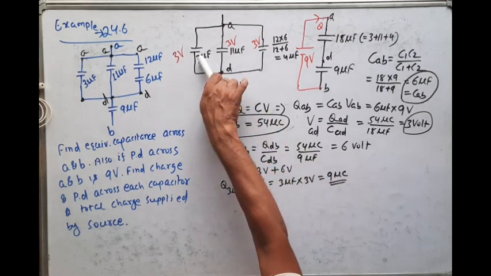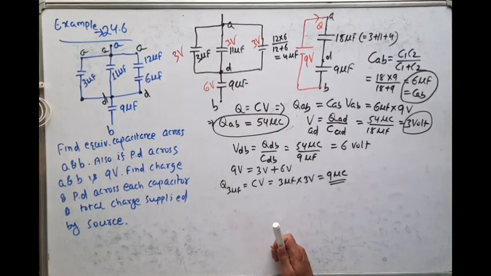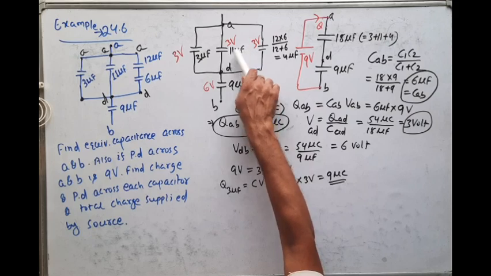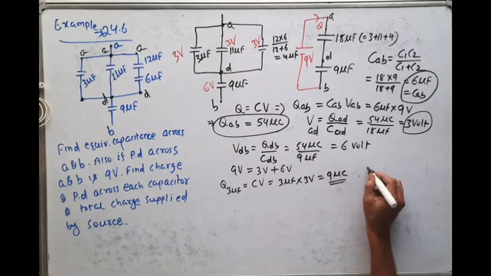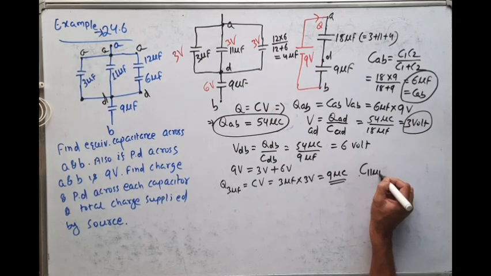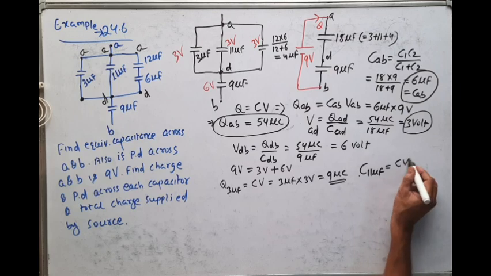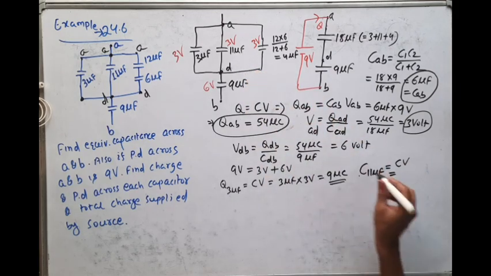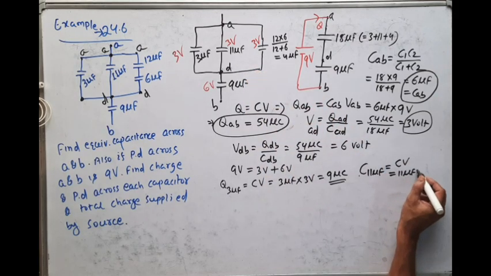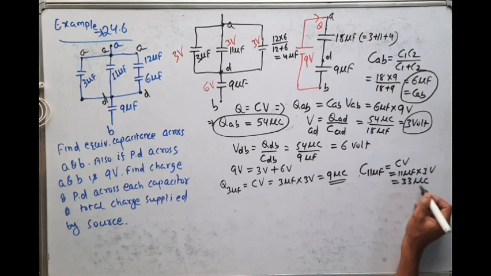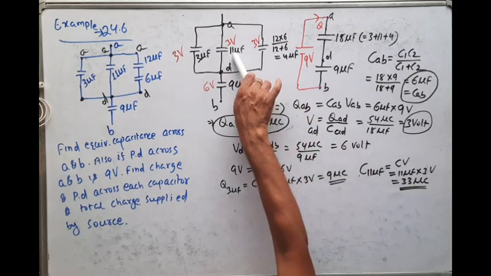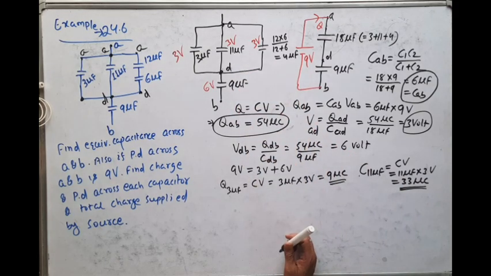This is the charge across the 3 microfarad capacitor. Similarly, what is the charge across the 11 microfarad? Charge across 11 microfarad is equal to, similarly, CV. C is equal to 11 microfarad into voltage 3 volt, that is equal to 33 microcoulomb. So this is the charge across the 11 microfarad.